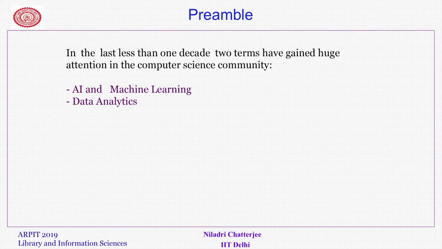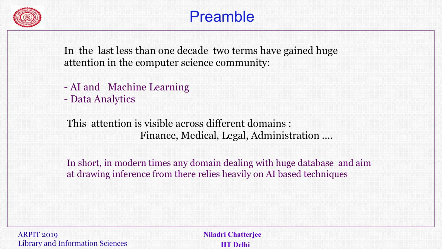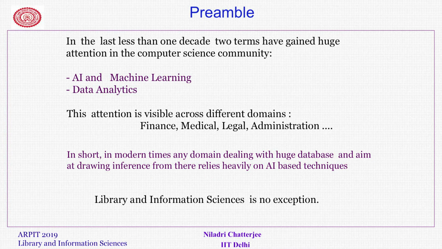knowledge representation. In the last less than one decade, two terms have gained huge attention in the computer science community: artificial intelligence and machine learning, and another one, data analytics. These two terms are apparently different from each other, but they are very nicely intertwined, and as the amount of electronic data is growing exponentially, we see that in many different applications of artificial intelligence and machine learning, we use that data to build our AI based systems, which can be any information system in general or can be a library system in particular.